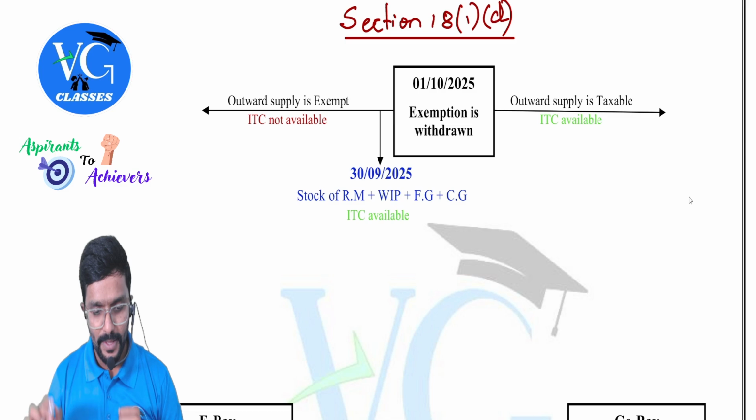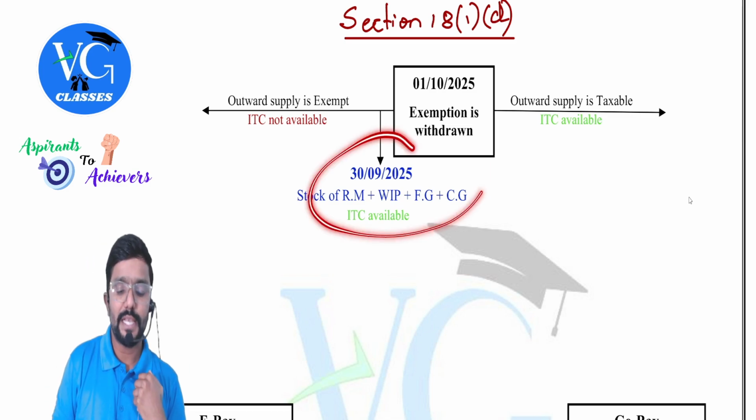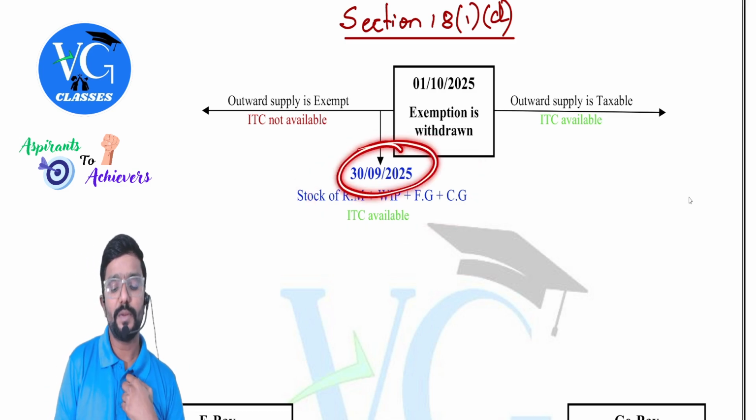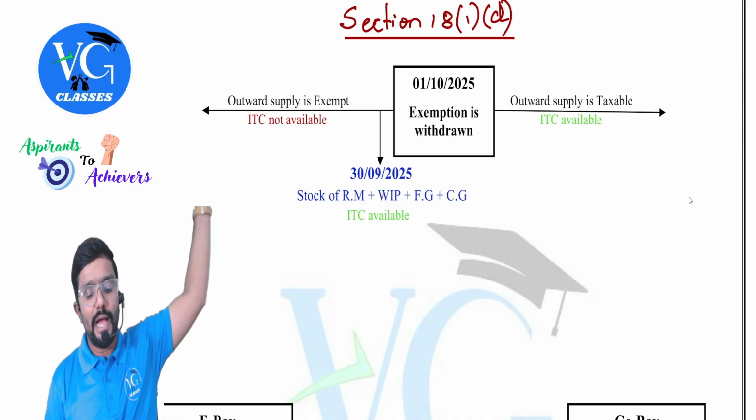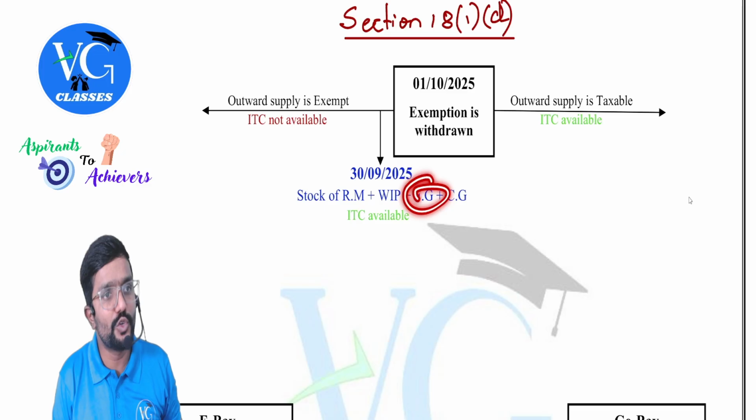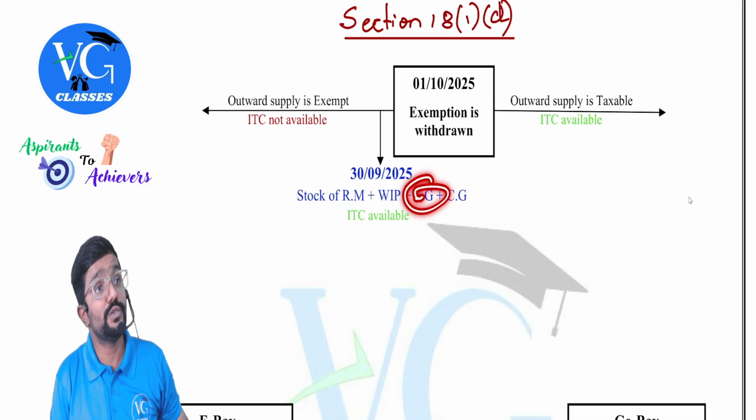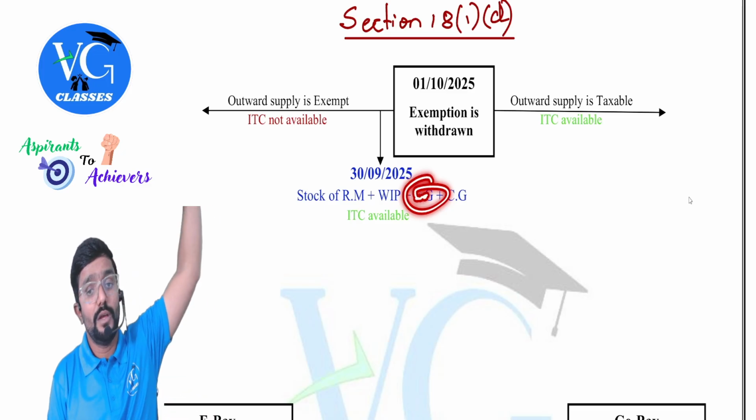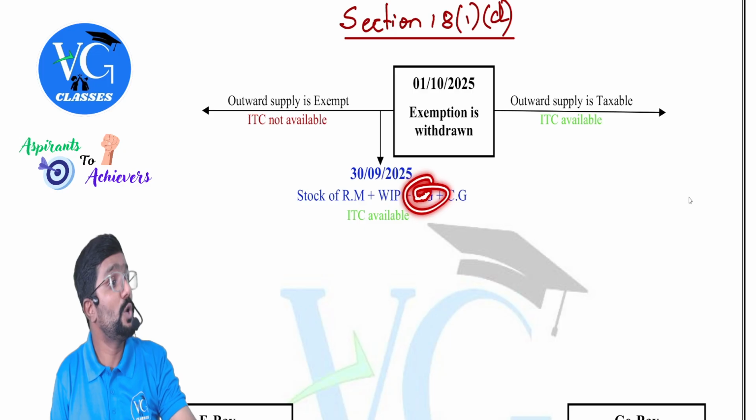Please observe. Let me take this example only. Assume this is 30th September 2025. I had a stock of finished goods which I had produced or purchased on 20th June 2024. Is it within 1 year?